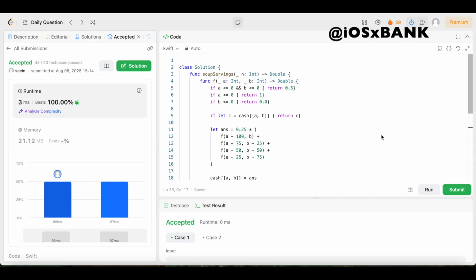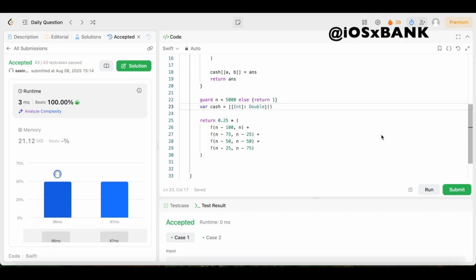So before we go, make sure y'all get one more look at the code. This is the top part. This is the bottom part.